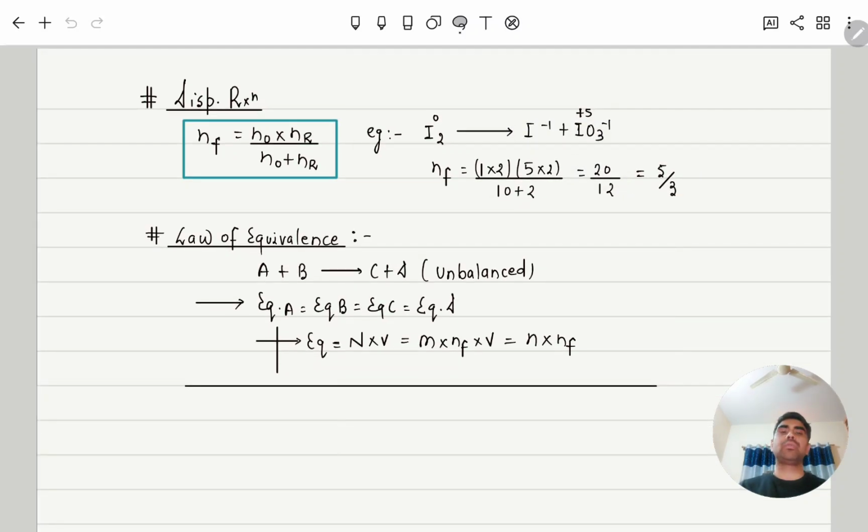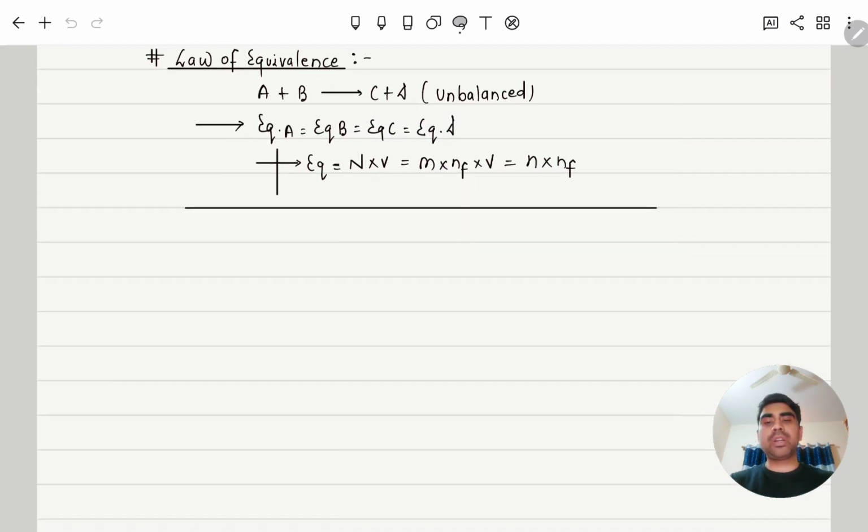Law of equivalence: you know that whenever any reaction is unbalanced or balanced, no need to worry about the stoichiometric coefficient, because indirectly the stoichiometric coefficient is there in terms of number of moles into n factor. Clear? So here equivalence of A is equal to equivalence of B is equal to equivalence of C is equal to equivalence of D. Already in concentration terms we discussed that gram equivalent of any substance we can calculate as normality into volume, whereas normality is molarity into n factor. So overall molarity into volume is number of moles into n factor.